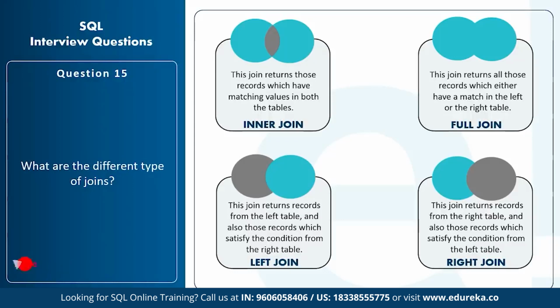Similarly, the right join is just vice versa. The right join returns the records from the right table and also those records which satisfy the condition from the left table. Whenever you apply the right join to table A and table B, and consider that table B is the right table, you'll get all those records from table B and also matching records from table A which satisfy the condition. So these are the various types of joins that you need to talk about, guys.